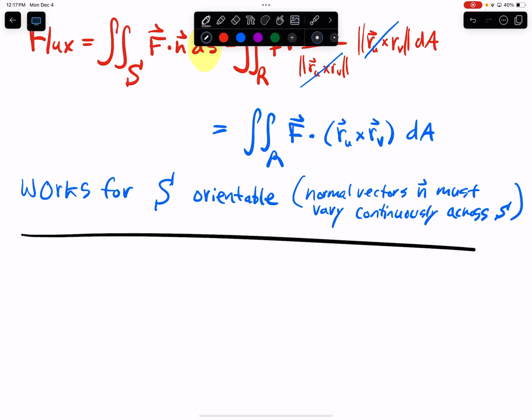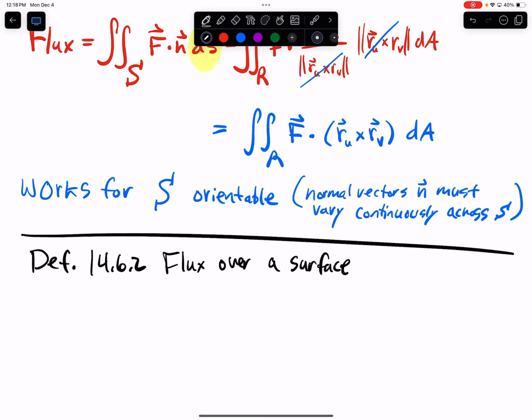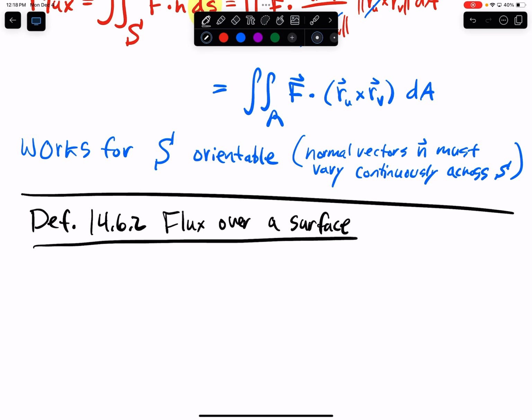So we got a definition here. 14.6.2, Flux over a surface. Basically, we're taking what we did in section 14.4 and we're putting it into 3 dimensions now. All right, so we're just upping it a dimension.